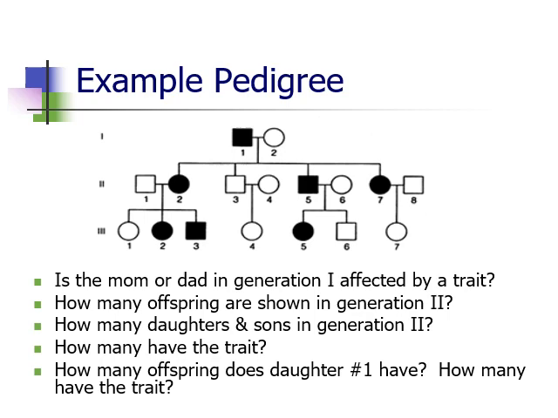Now, how many sons and daughters are in generation 2? So for generation 2, there are 4 offspring, and 2 of them are female. So there's 2 daughters, and then there are 2 sons.